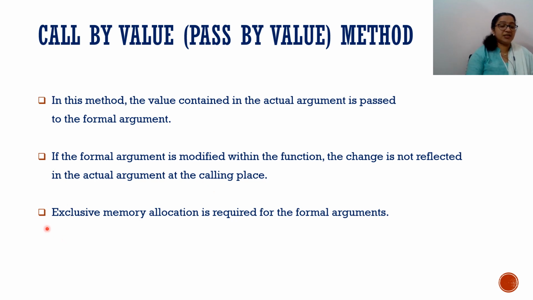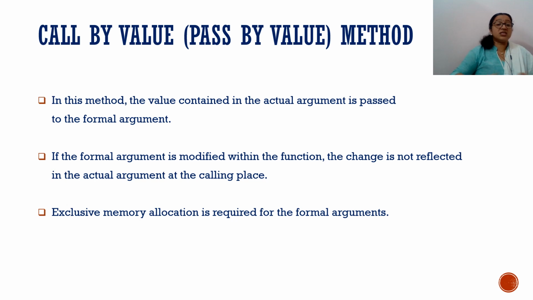See the third point. Exclusive memory allocation is required for formal arguments. If it is called by value method, exclusive memory allocation means separate memory allocation is required for the formal arguments. So we are creating a separate copy for the formal one. So two different locations are there. So we are changing in the formal location. It will not reflect in the actual location.